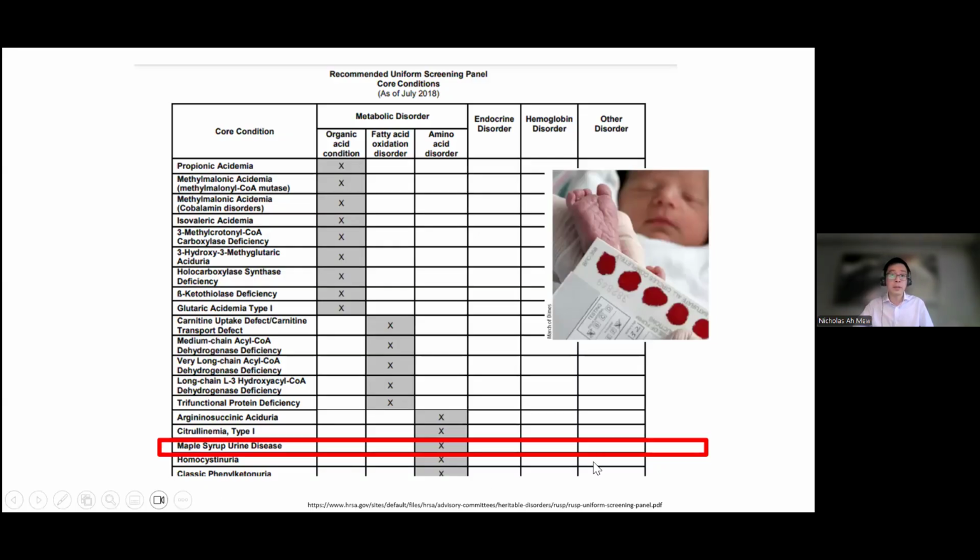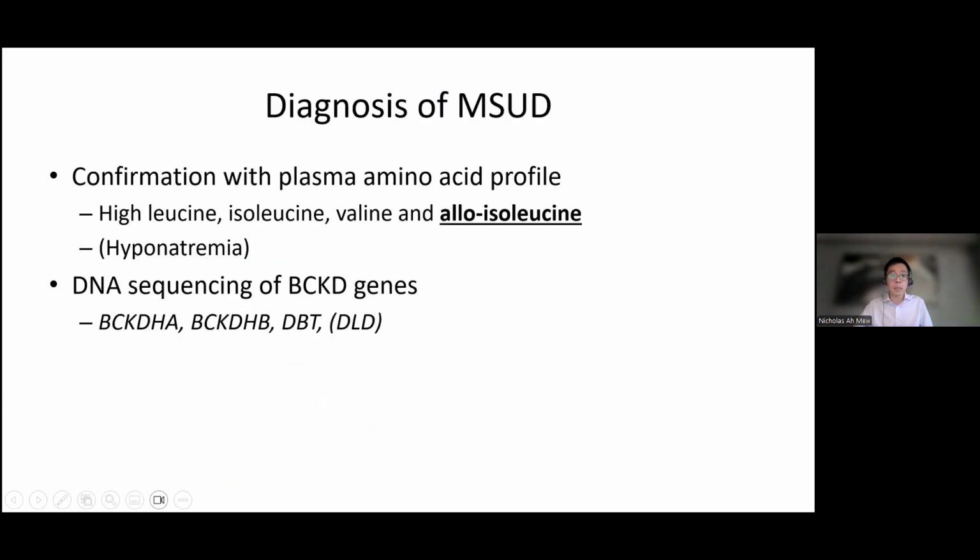MSUD, fortunately, is on the recommended uniform screening panel, so we hope that most patients are identified that way, although obviously it is possible that patients may present acutely even before the results of your newborn screening are back. You will get diagnosed with MSUD after you confirm elevations in the branched chain amino acids, as well as, as I said, alloisoleucine, which is pathognomonic in this condition. Patients who are presenting with acute decompensation may have evidence of hyponatremia. I'm not sure I know the origin of this, but this is a feature of patients with MSUD who are in crisis. Beyond the plasma amino acid profile, certainly you could go on to sequencing of BCKD genes in order to further confirm your diagnosis of MSUD.